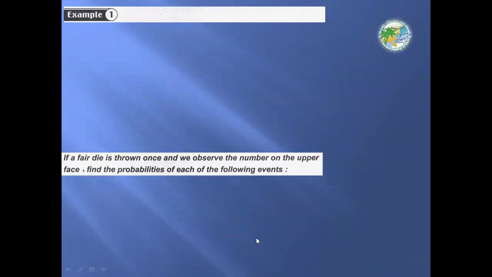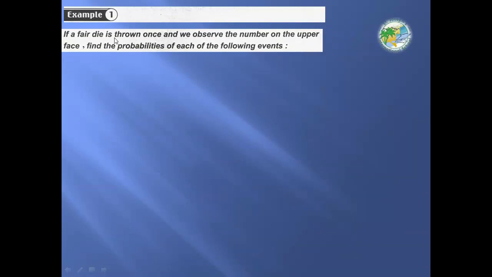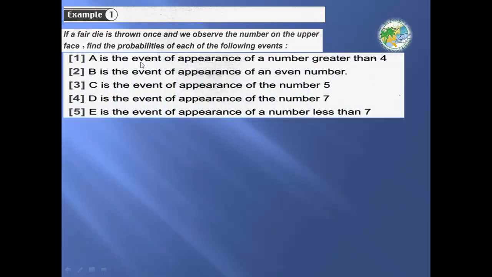For example, if a fair die is thrown once and we observe the number on the upper face, find the probabilities of each of the following events. A is the event of appearance of a number greater than 4. B is the event of appearance of an even number. C is the event of appearance of number 5. D is the event of appearance of number 7. E is the event of appearance of a number less than 7.